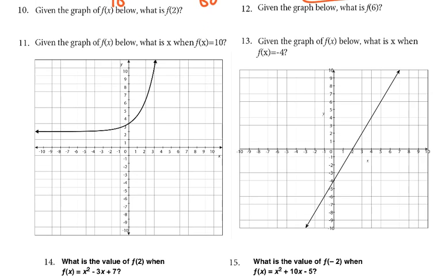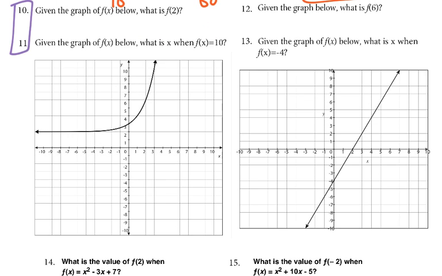Okay, number 10 and 11 deal with this graph down here. So it says, given the graph below of f of x, what is f of 2? So an input value of 2, so I go to the x value of 2, go up to my graph, and what's my y value? My y value is 6, so f of 2 equals 6. 11 says, given this graph, what is x when f of x equals 10? So go to 10 here, go over to where my graph is, then go down, so my x would equal 3. So f of 3 would equal 10.